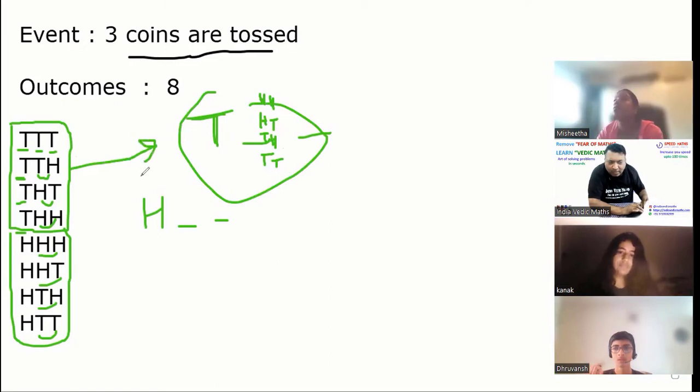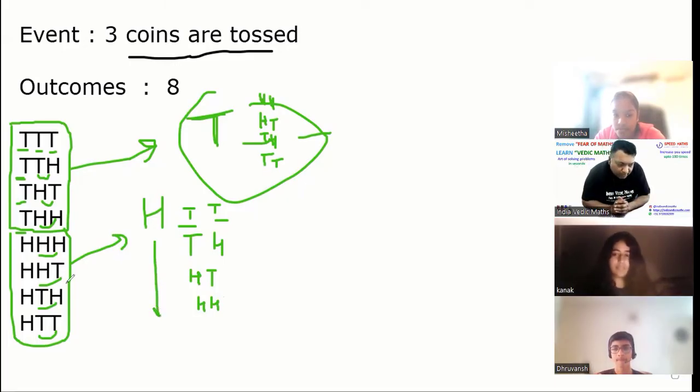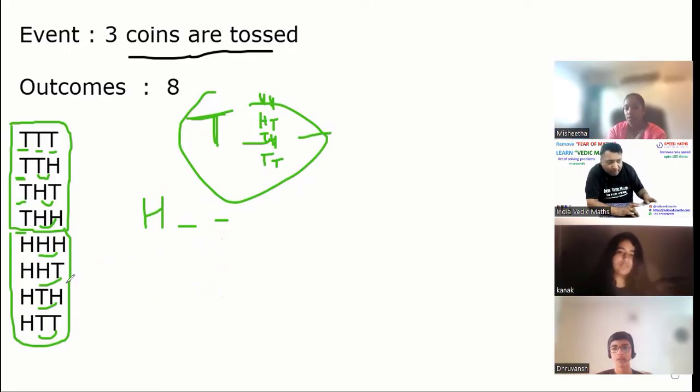Then I fix the H. This is just the way of writing. I put H in the first place. So now it can be TT with H. It can be TH. It can be HT. Or it can be HH. Obviously, H is everywhere here. So these 4 outcomes come. That's why we get 8 outcomes. Okay, Vedant? Okay. Thank you. Perfect. So now this is about 8 outcomes we write, whichever way. But the question starts now. This is just the way.